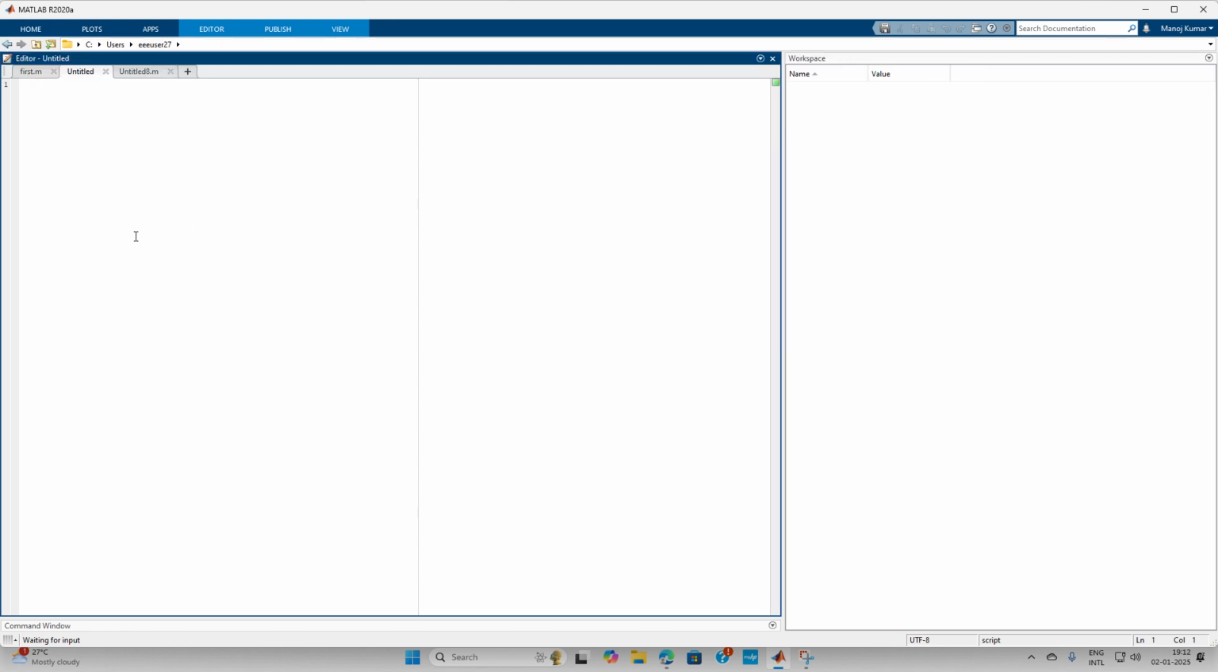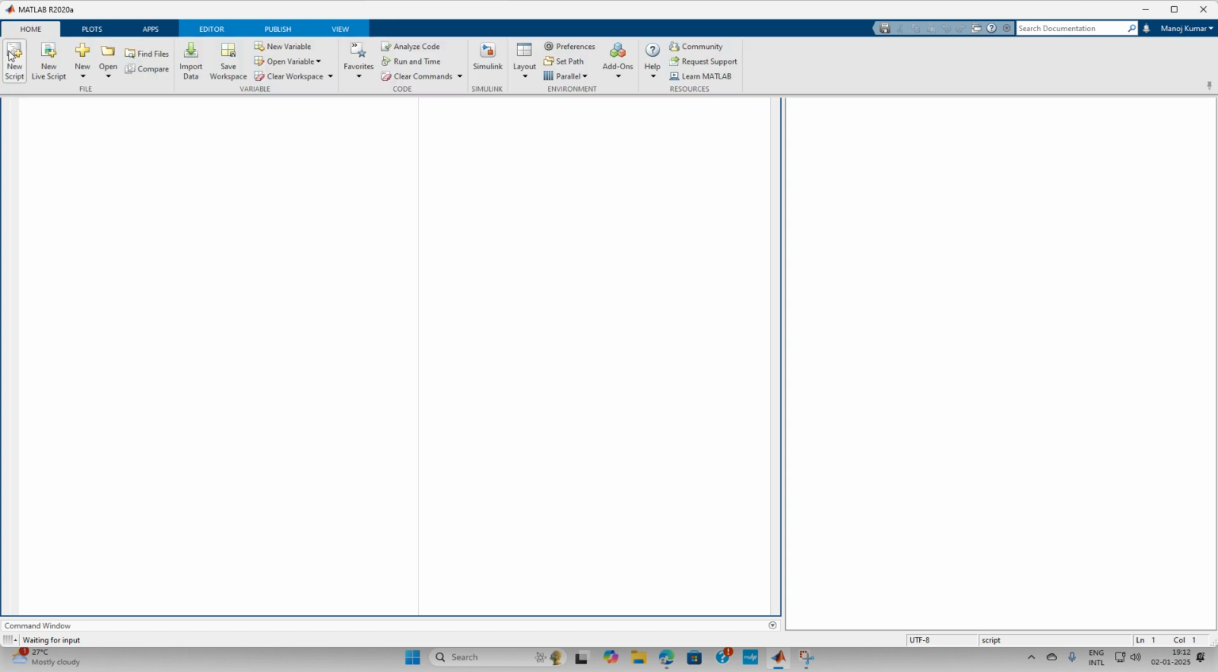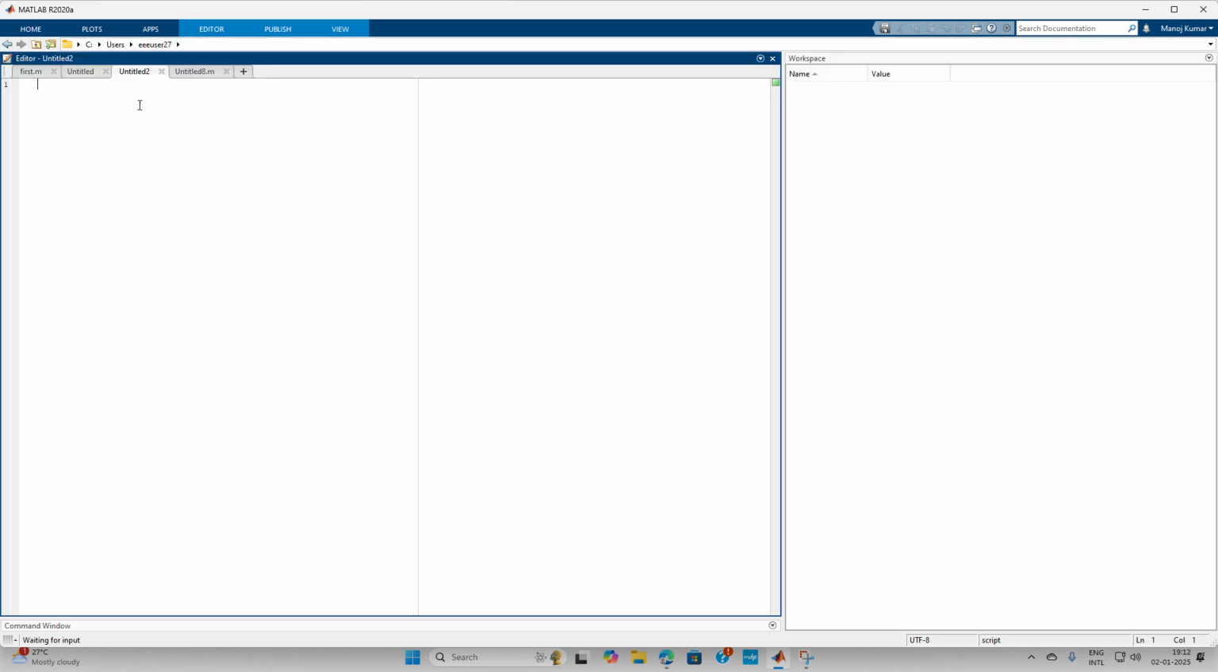First we have to open the home page, go to new, and choose script. It's a new script. When the empty page opens, we first clear the page with CLC, which is the clear command, using a semicolon. Then press enter. After that we type clear all, so that if any program was previously typed, everything is cleared. Clear all, semicolon, and enter.